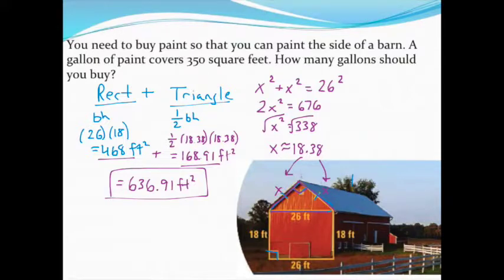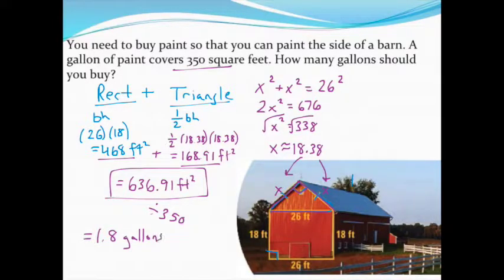Knowing that 1 gallon of paint covers 350 square feet, we're asked to find how many gallons of paint we will need. So let's figure out how many times 350 goes into this number by dividing. So in this case, we'll divide by 350 square feet, and that gets me about 1.8, and remember labels are important on these problems, 1.8 gallons of paint.